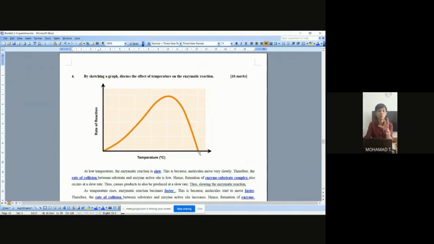Okay, sebab tu jangan lukis untuk temperature bentuk macam bell shape. Okay, normal distribution, salah, kena bentuk macam ni.